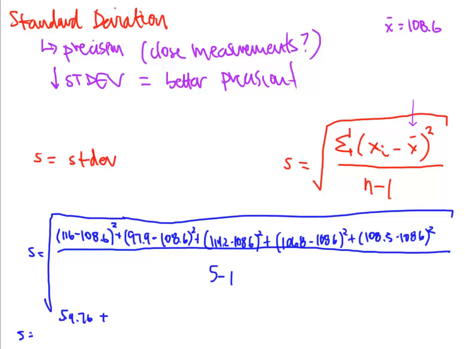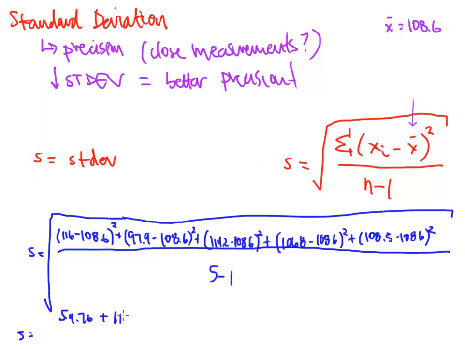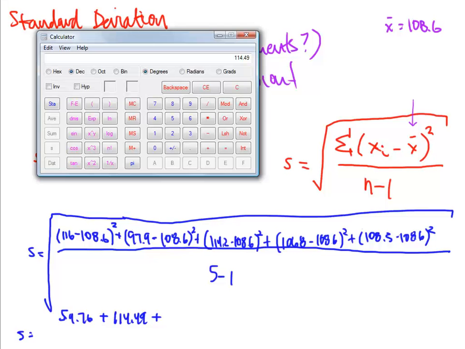All right, so 54.76 plus, I do it with my next set, 97.9 minus 108.6. Hit enter. I get a negative 10.7. Then I'm going to square that number, and I get 114.49. Notice that all negatives turn into positive numbers when you square them, so you will never have negative numbers during this step. 114.2 minus 108.6, and then I'm going to square that number. That gives me 31.36.